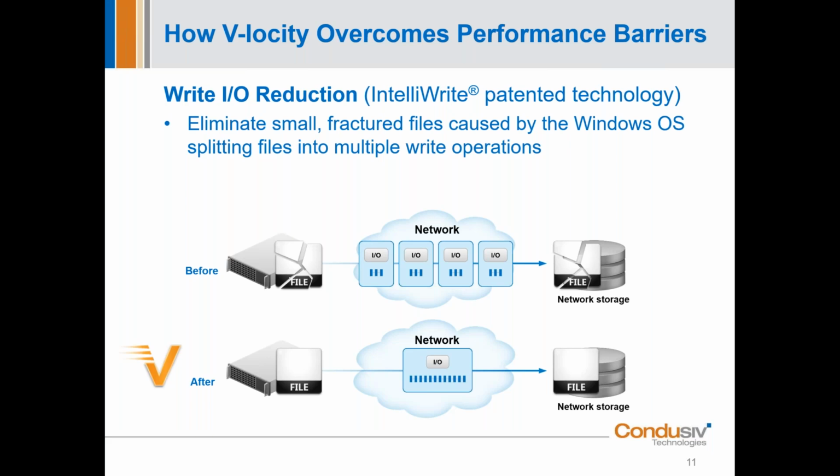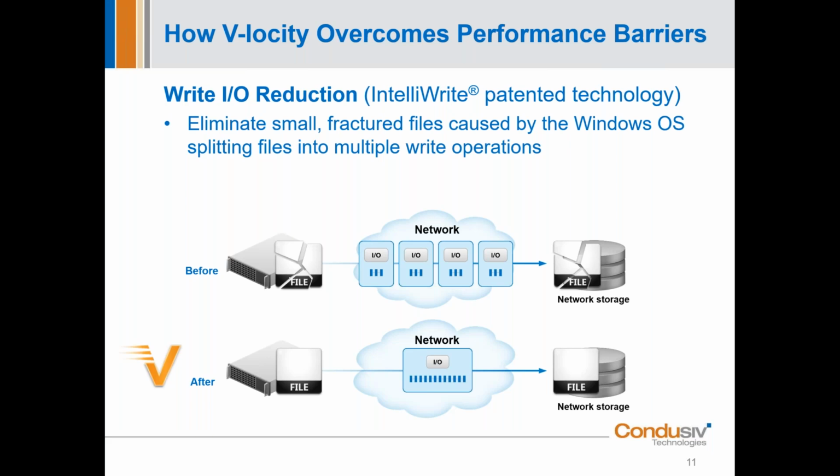Our first one that we have here is what we call our IntelliWrite. And this is, as you can see, instead of all those small random IOs, we enforce a nice sequential IO. And as I indicated before, sequential IOs always outperform random IO. So you gain the best performance out of your storage, plus you're increasing the bandwidth on your network because it frees it up from having to do that extra processing there.